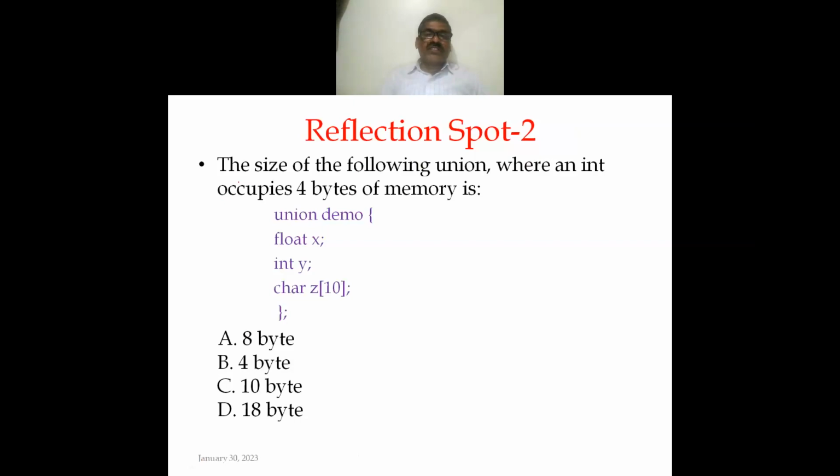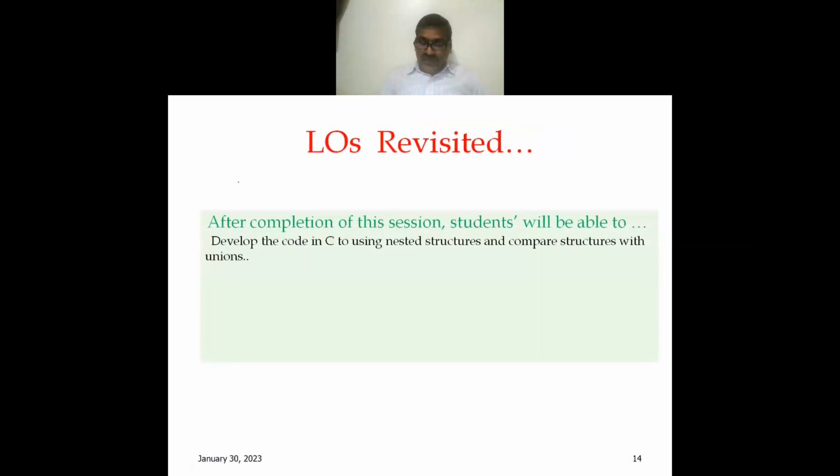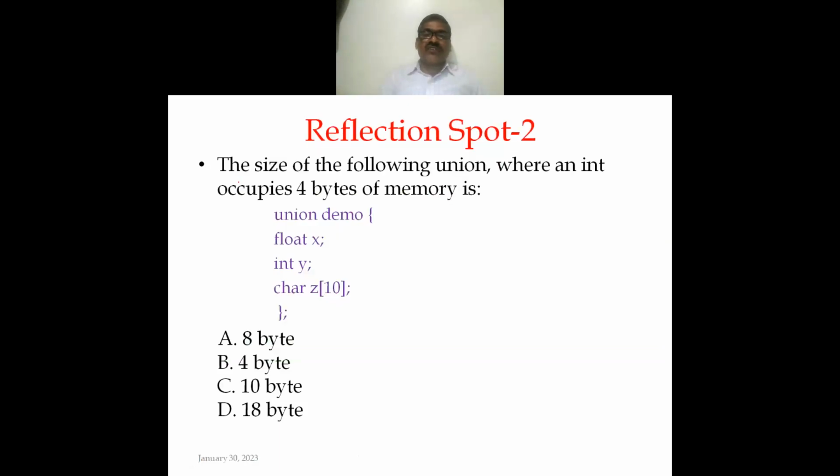Fine. So now coming to the reflections part, what we are going to do here is find the size of the following union, where an int occupies 4 bytes of memory. So now compute the size of this union demo. Assume that an integer occupies 4 bytes, a float also occupies 4 bytes, then the character array occupies how many bytes? Because of 10 here, it is going to occupy 10 bytes. What is the size of this union? The union size is the size of the data member occupying maximum memory, 10. So 10 bytes is the memory that is allocated.